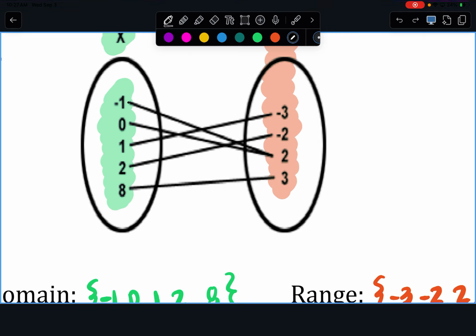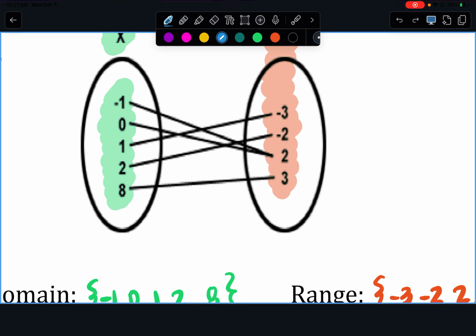So like this 1, the -1, he only has one y attached to him. The 0 only has one y. The 1 only has one y attached to him. The 2 only has one y, and the 8 only has one y. So none of the x's is repeated, right? Because they only have one line coming out of each one.